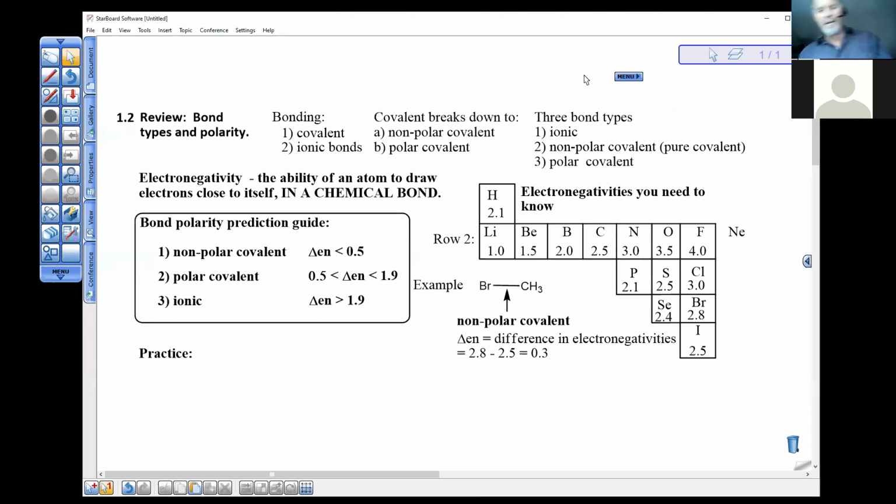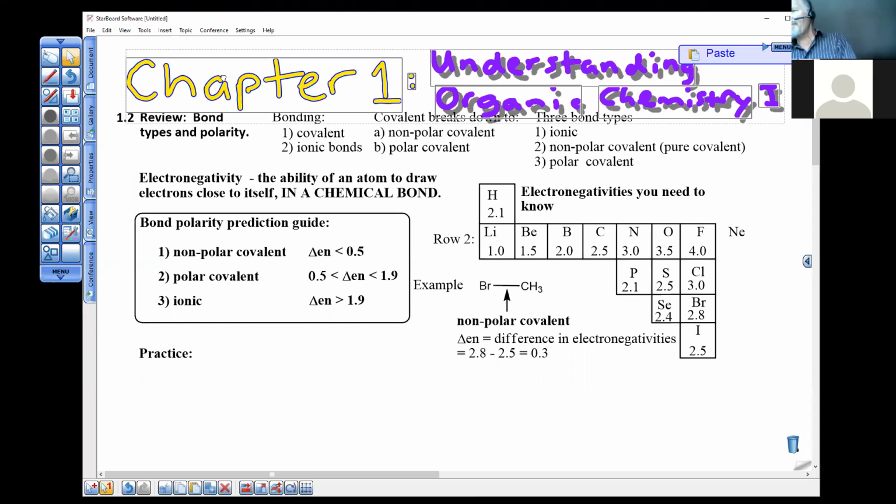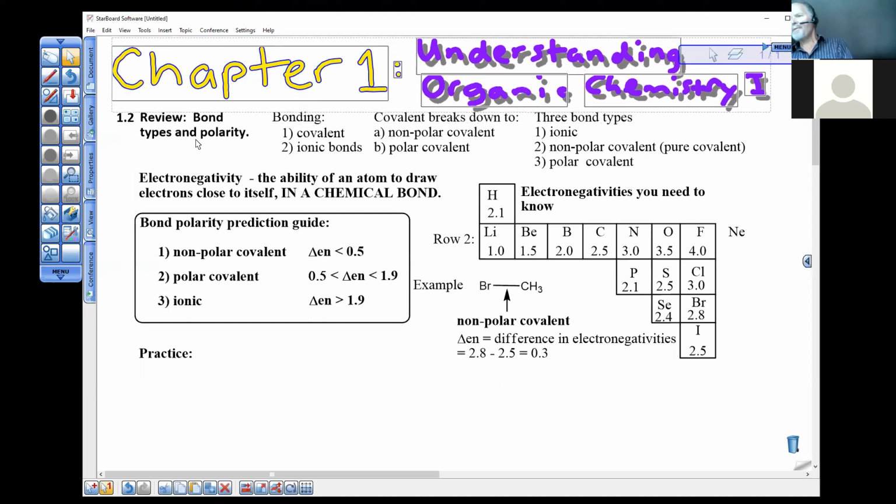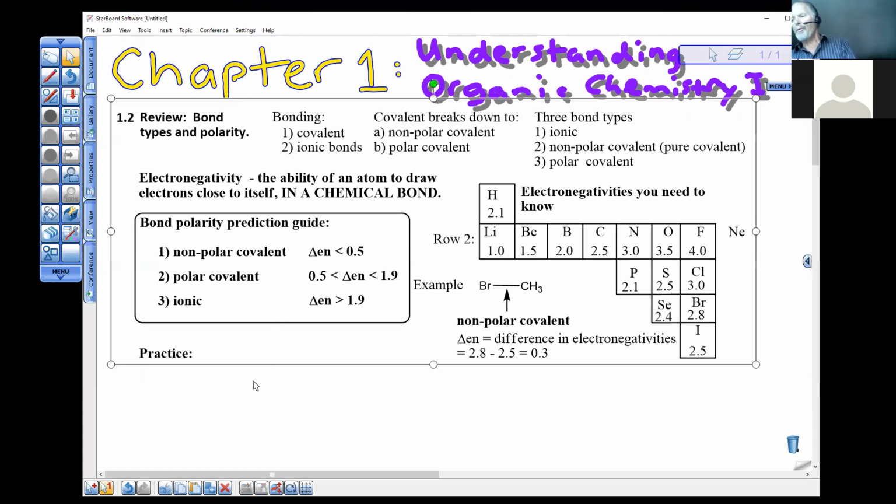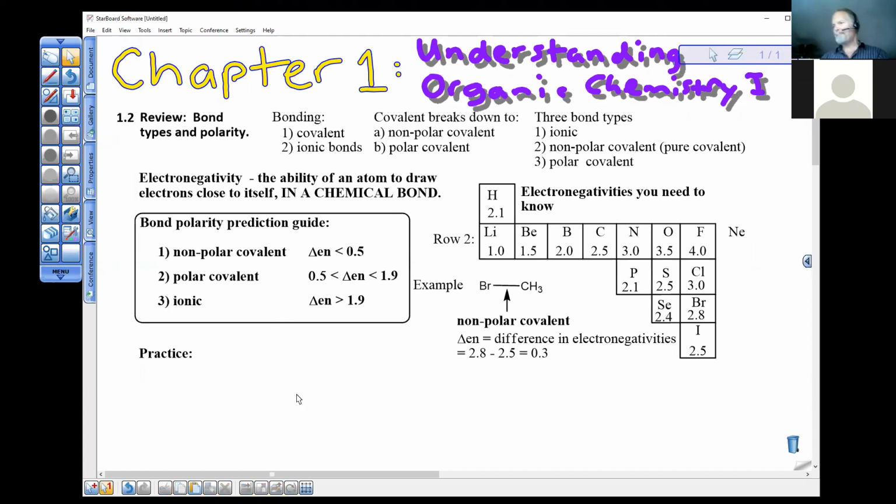And here we are. We're looking at chapter 1, Understanding Organic Chemistry 1. You learned about electronegativity back in chem141, and you learned it was the ability of an atom to draw electrons close to itself in a chemical bond. So species that don't bond, like neon, don't have electronegativities. Other atoms do. The highest electronegativity is fluorine.